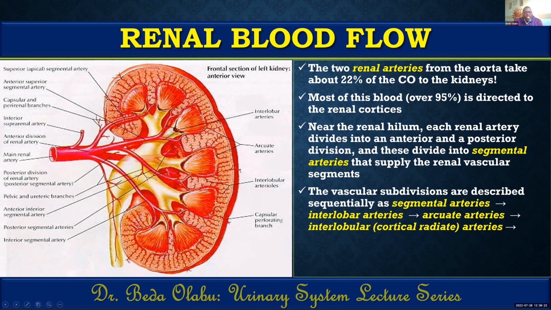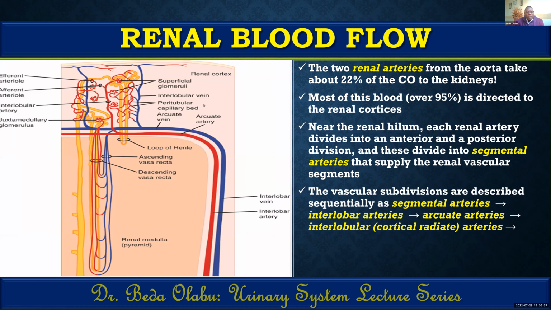From the arcuate arteries, we have some arteries that run from that junction, the corticomedullary junction, towards the renal capsule. We call those cortical radiate arteries because they radiate through the renal cortex towards the capsule. The cortical radiate arteries are running between the lobules, and so you can call them interlobular arteries. So the cortical radiate arteries like these ones, or those tiny ones, are the ones we are calling the interlobular arteries.